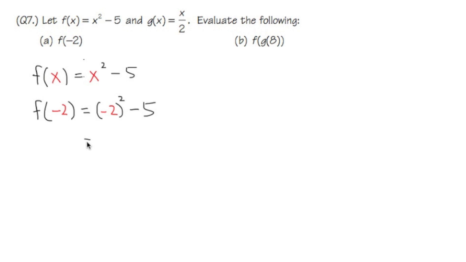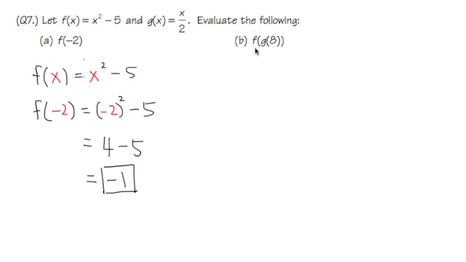Now we are going to work it out. For this part here, this is negative 2 times negative 2. You are going to get positive 4. And you subtract 5 from that. 4 minus 5, you get negative 1. And that will do it for part A.